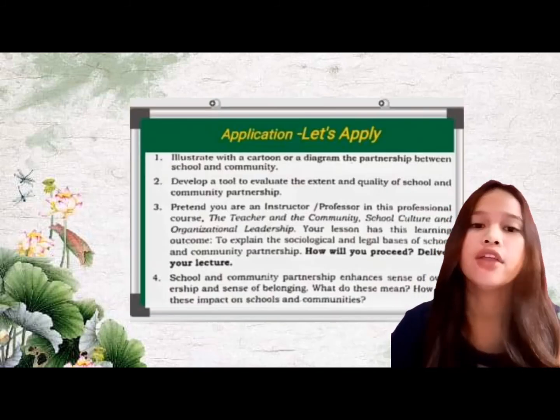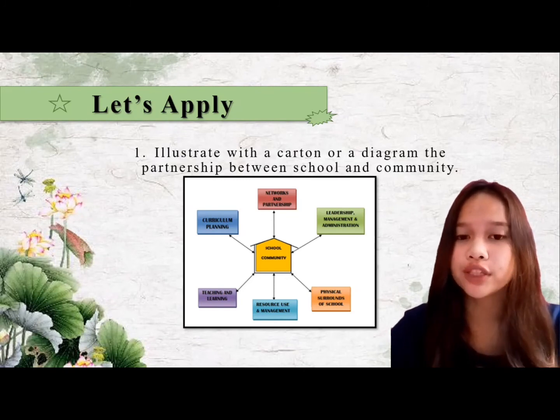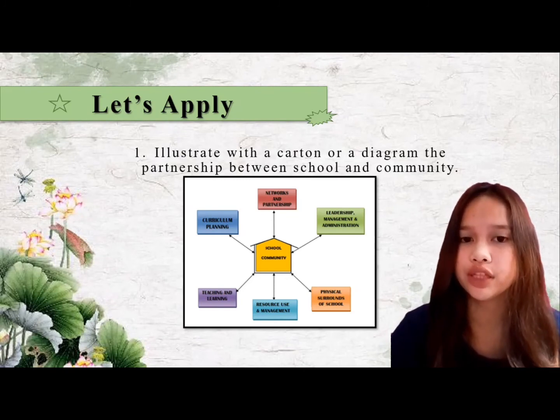Now, let's go to application. Let's apply. Number 1, illustrate with a cartoon or a diagram the partnership between school and community.